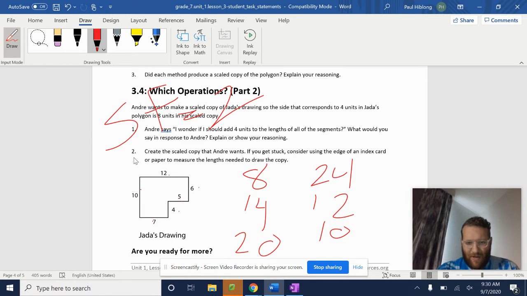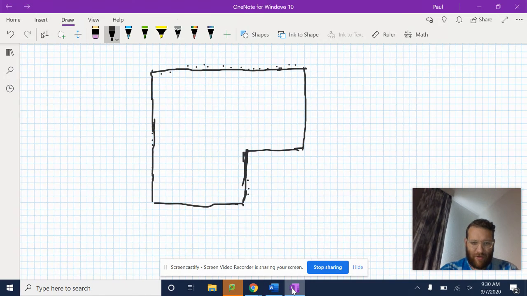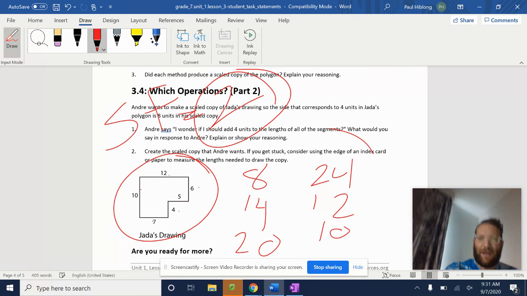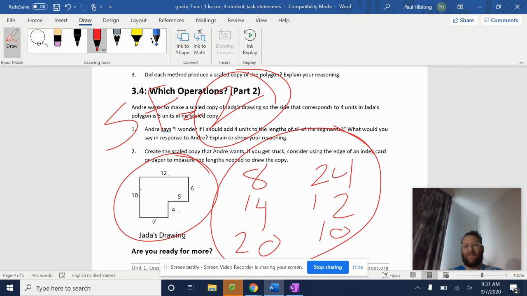And I've already made this over here on grid paper. I did my best. It's kind of wonky. And if you pause and count, I might have even got off a little bit. But it looks the same, and it should be the same if all of these were counted correctly. So 8, 14, 20, 24, 12, and 10, because these side lengths multiplied by the scale factor give you the lengths of these side lengths.